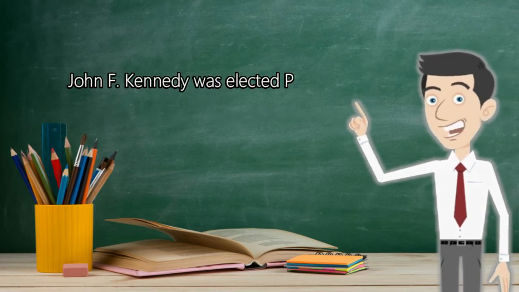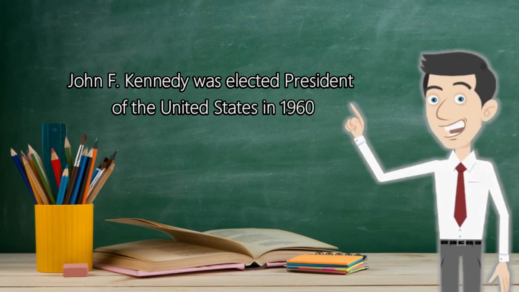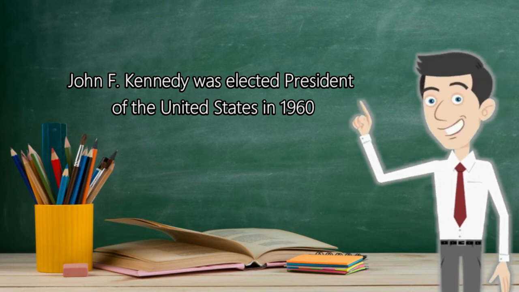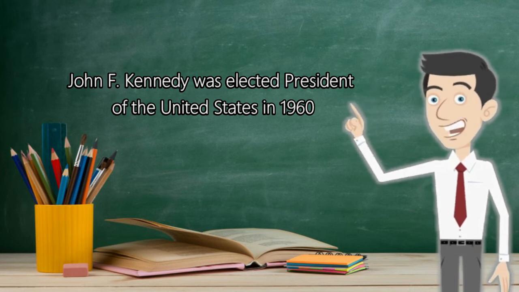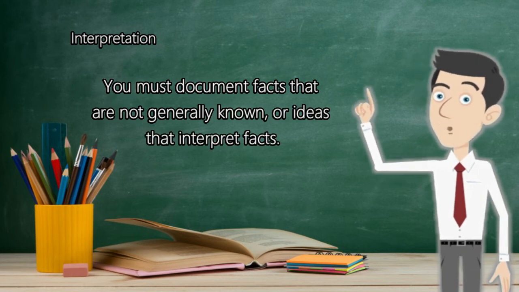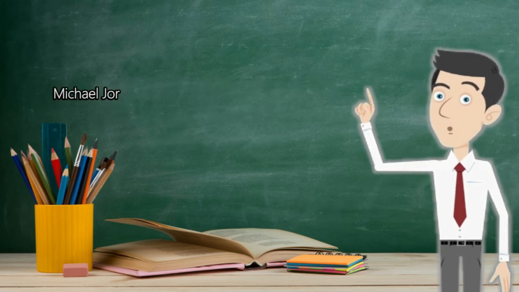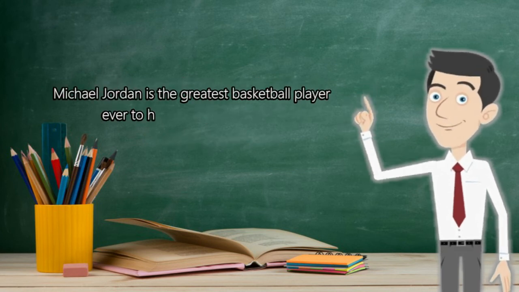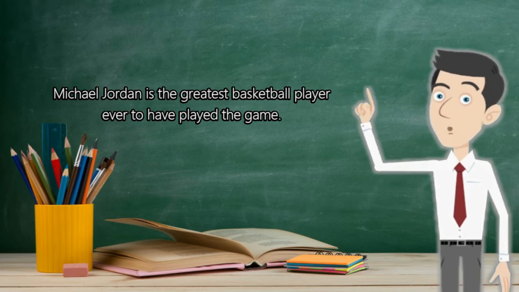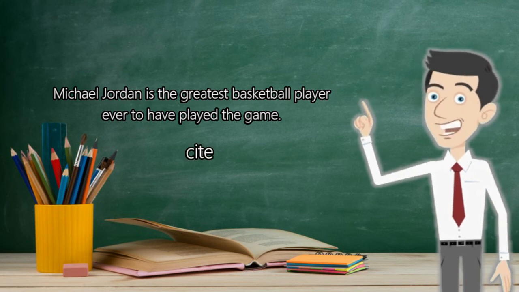Example: John F. Kennedy was elected President of the United States in 1960. This information is generally known, so you do not need to document this fact. Second, interpretation. You must document facts that are not generally known, or ideas that interpret facts. Example: Michael Jordan is the greatest basketball player ever to have played the game. This idea is not a fact, but an interpretation or an opinion. But still, you need to cite the source.